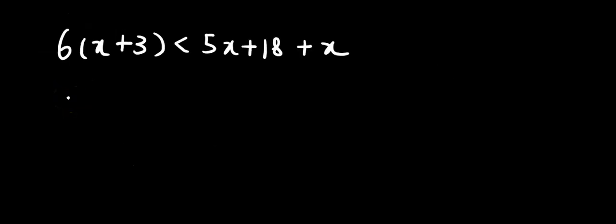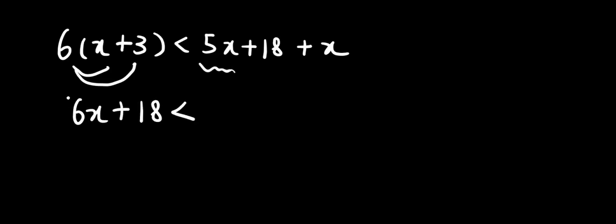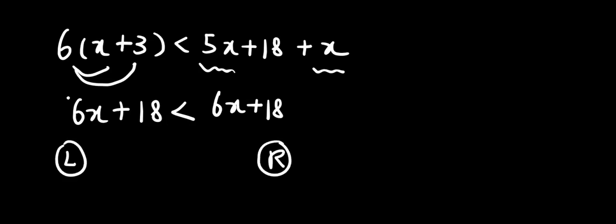What if you have something that looks like this? Okay, you love the distributive property. We're going to distribute first. We have 6x plus 18, less than, and we're going to combine like terms. 5x plus 1x, we have 6x plus 18. All right, on the left-hand side 6x plus 18. Right-hand side also 6x plus 18. It says you are less than yourself.